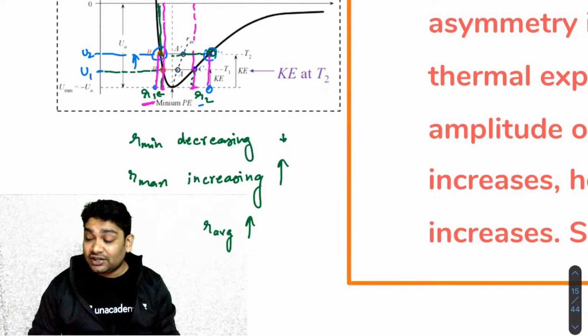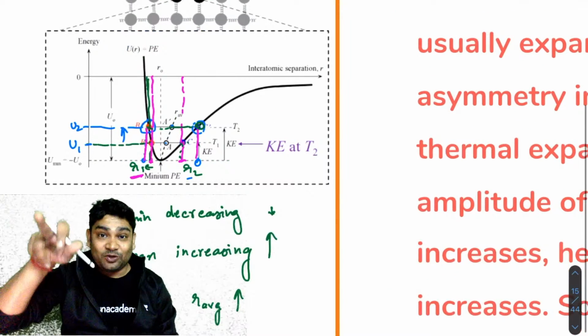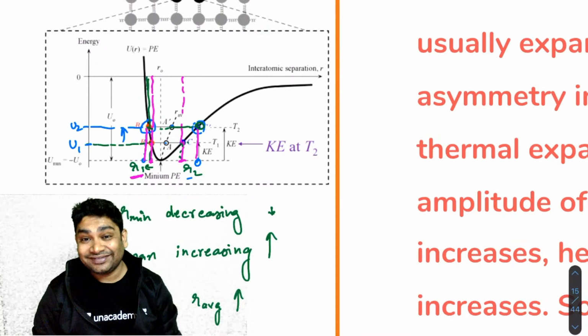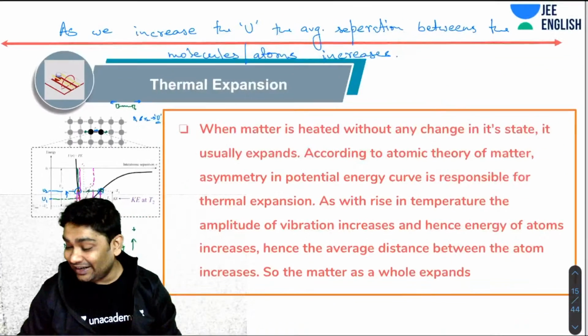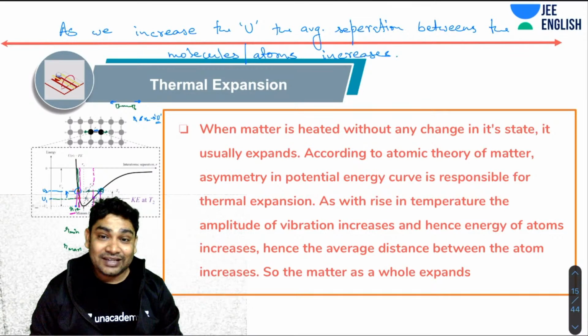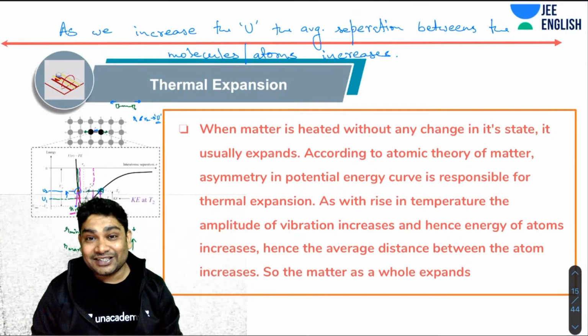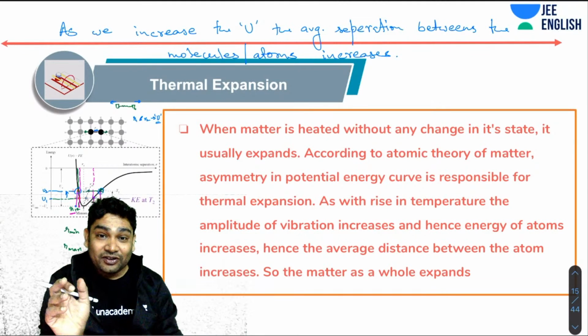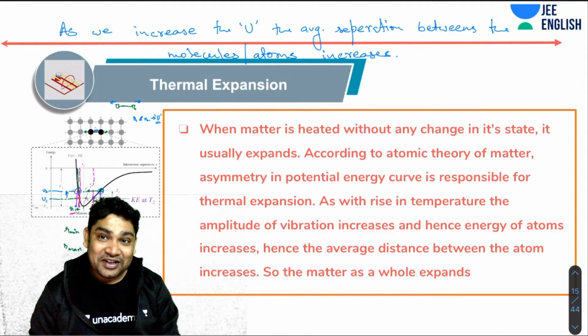If this potential energy curve was completely symmetric, as I told you, if it was a completely symmetric parabola, you would not have seen the expansion. Okay, all right. So that is why materials are expanding. That is the reason for expansion of materials. If the graph was the other way around, then you would have seen contraction of materials if I increase the temperature.